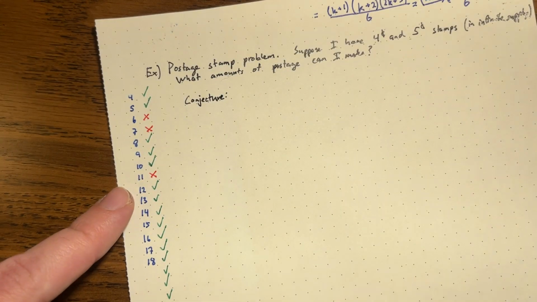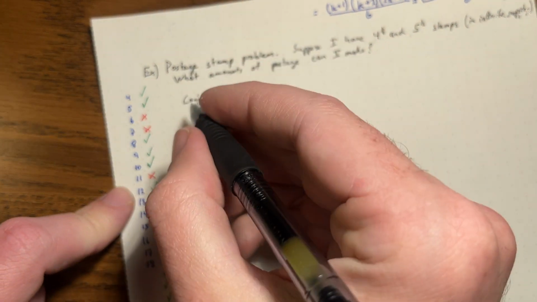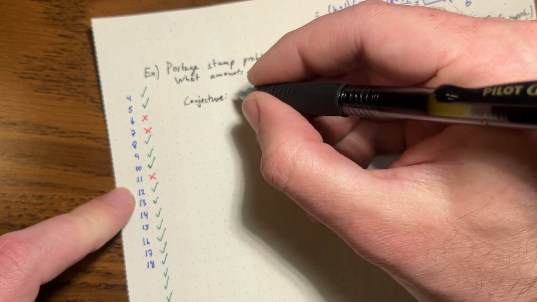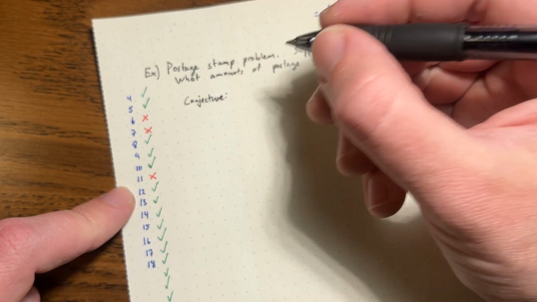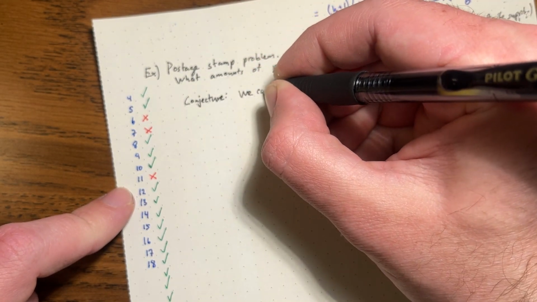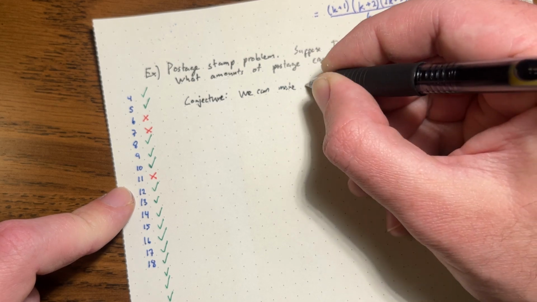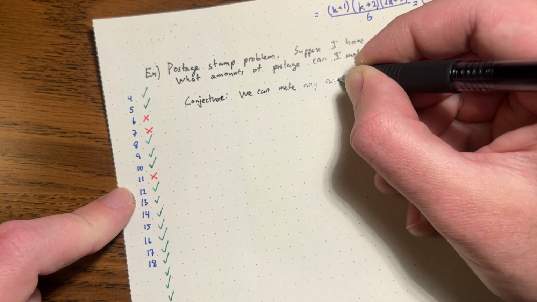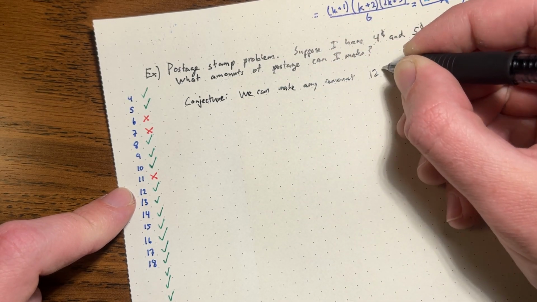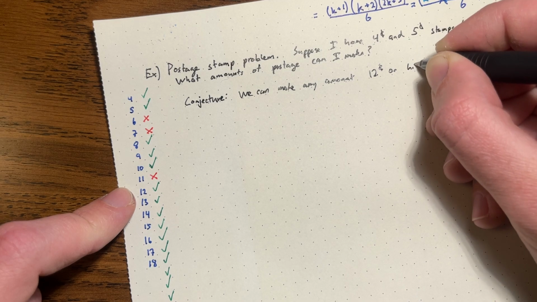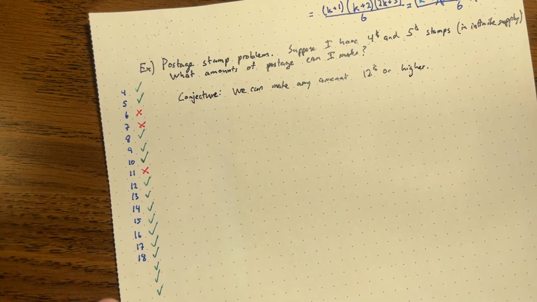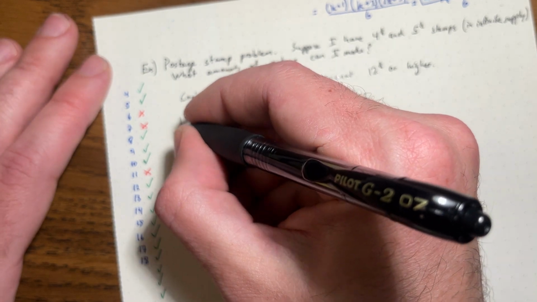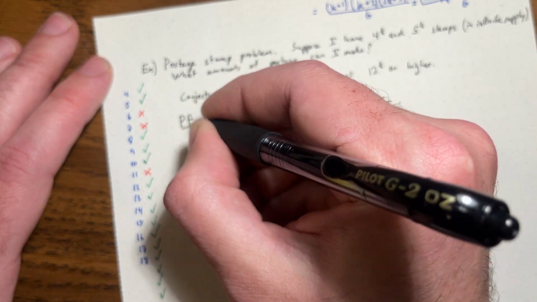This is like the full process of doing mathematics. You're looking for a pattern. You make a guess. So a conjecture is we can make any amount 12 cents or higher. Okay. And how do we prove it? Well, so let's attempt a proof.